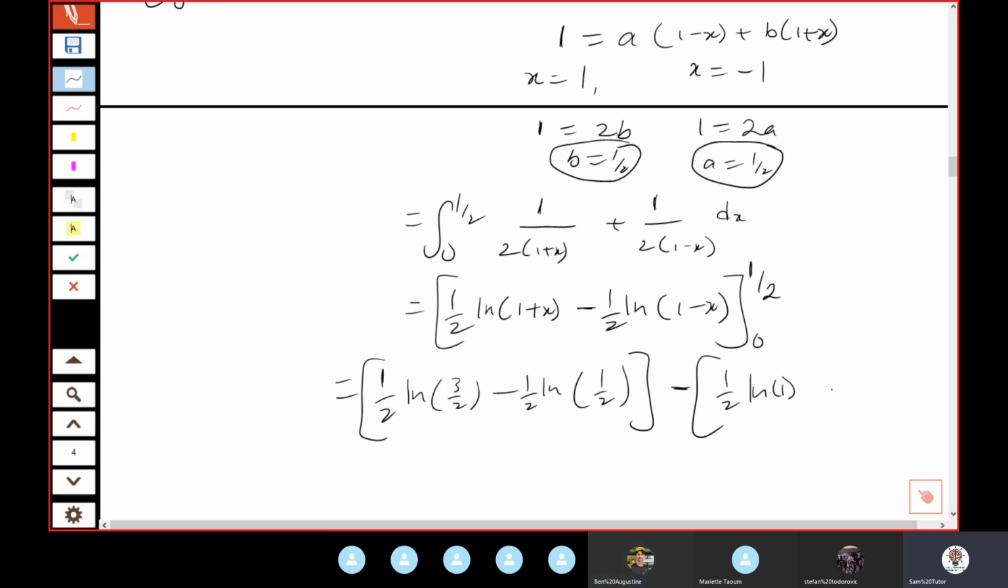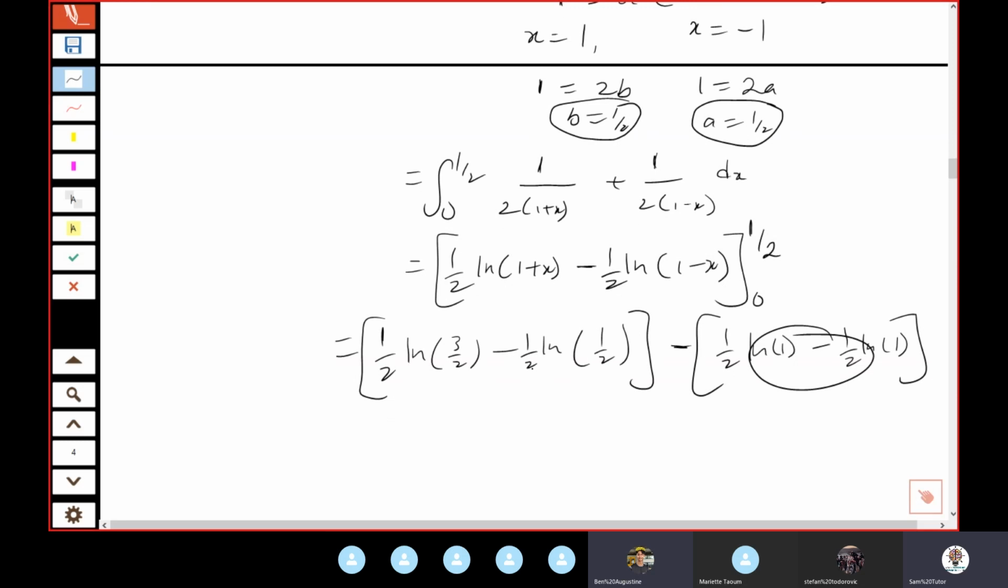What's the answer to that? Will that be 0, right? Log 1 is 0 anyway, so 0 minus 0 is just 0. So you end up with this result, and then I can make this look a little bit easier, I think, for us all.